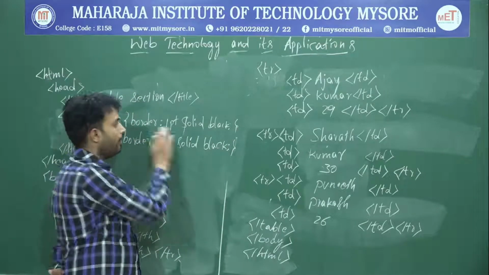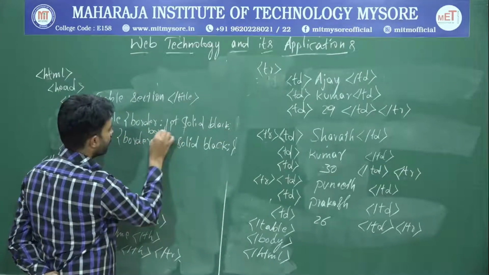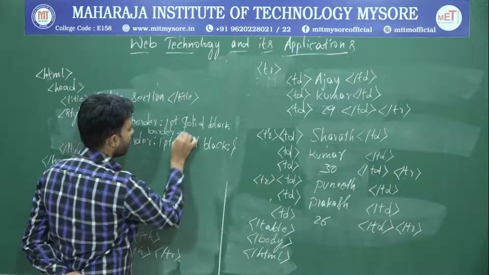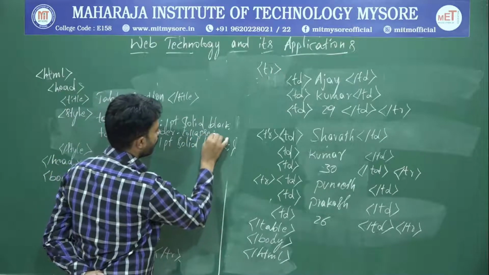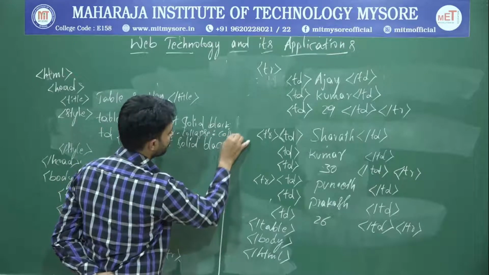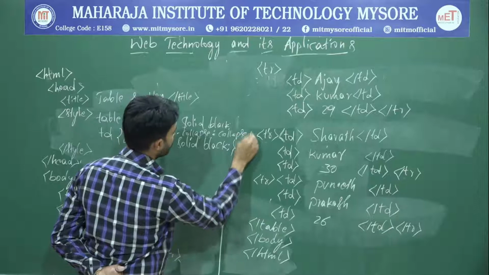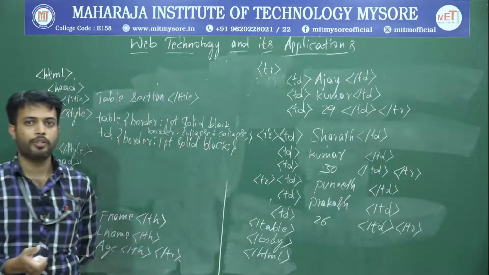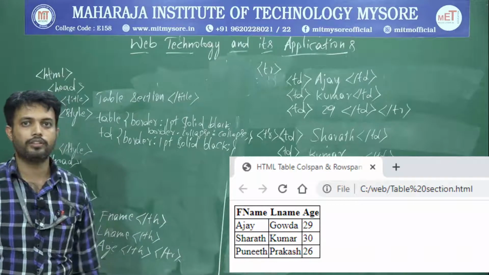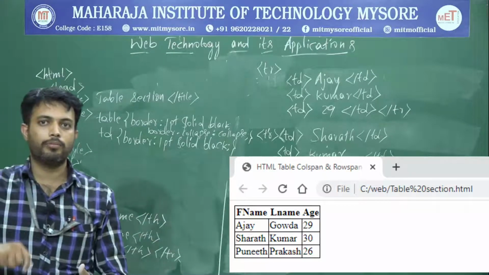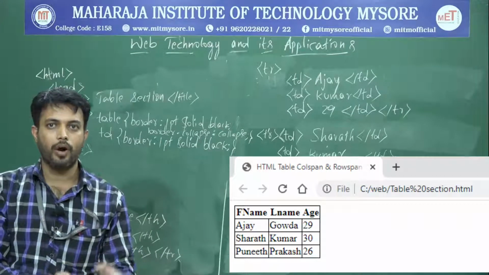Within the table style, border hyphen collapse colon collapse. So now it's going to collapse both the borders. You can notice in our output that it will collapse both the borders of the cell as well as the table.